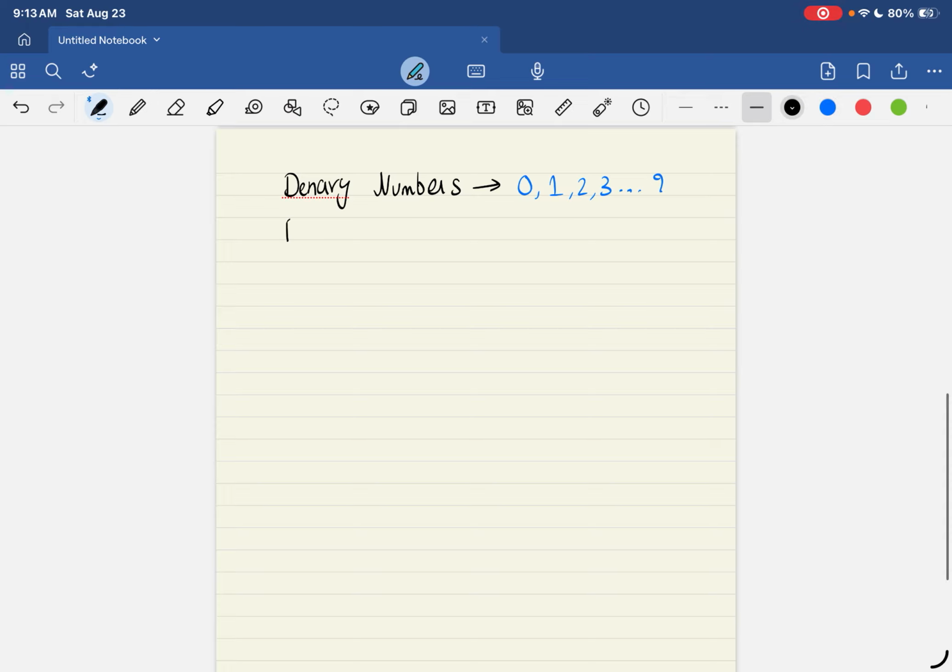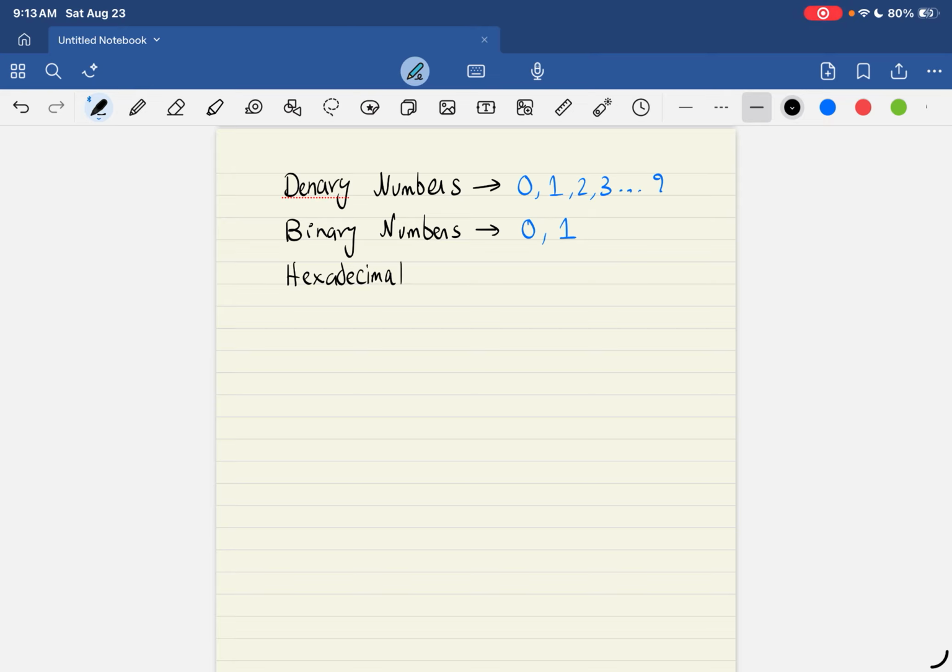After denary, we have the binary number system, and in binary numbers we just have two unique digits. We can have either 0 or 1. Then there is a third number system, the hexadecimal number system.